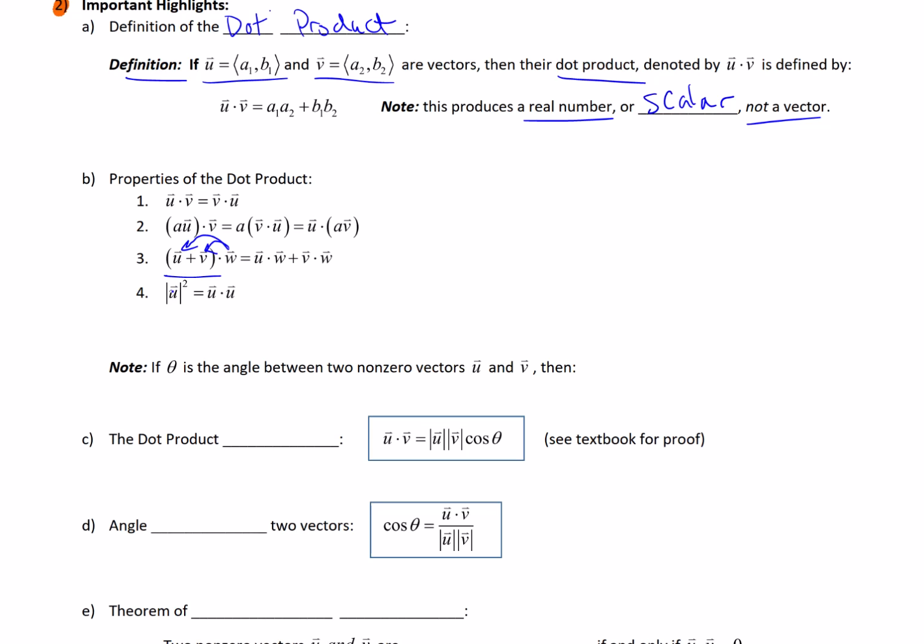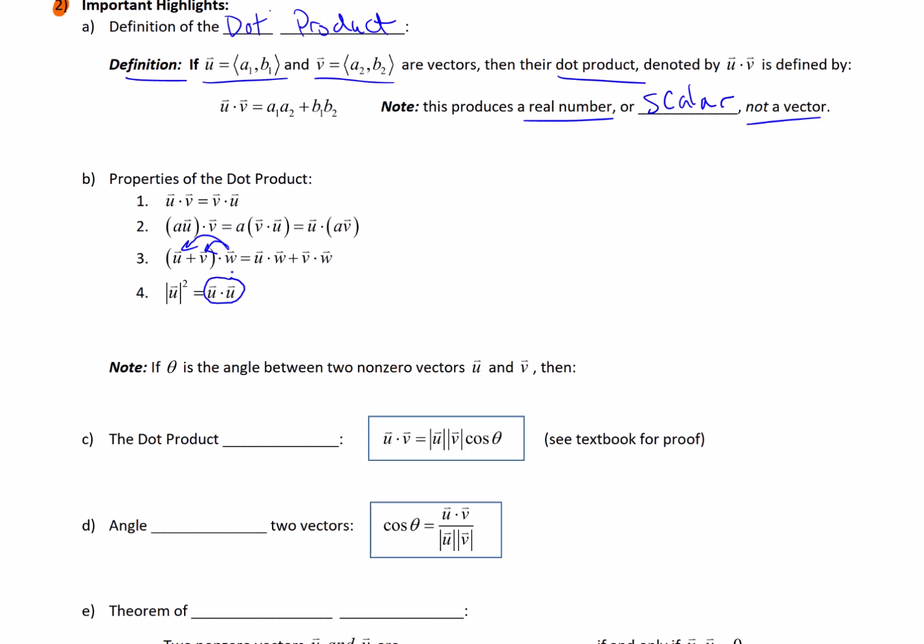Or fourthly here, if we take the magnitude of vector u, remember denoted by what looks like absolute value symbols, and you square that, so you're squaring the magnitude of vector u, it turns out that's equal to vector u dot vector u.